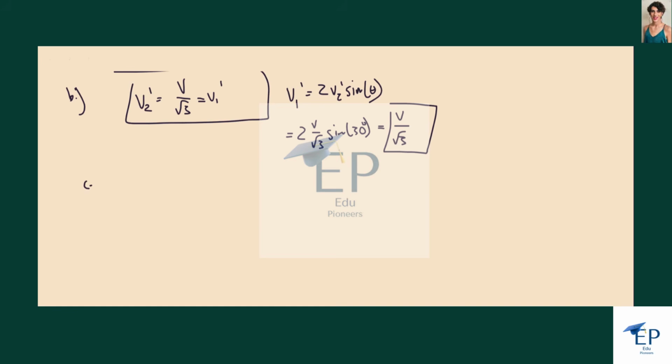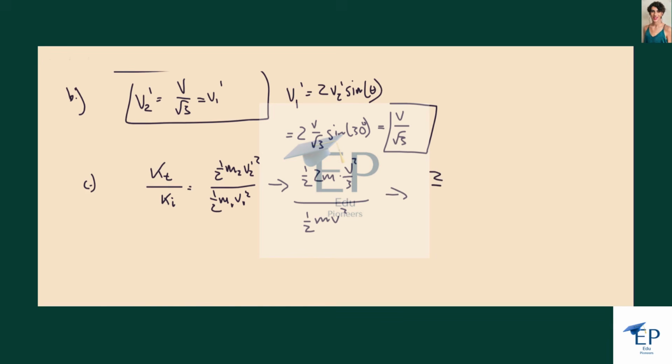Awesome. So what does part C ask us? It says, what fraction of the initial kinetic energy is transferred to the target particle? So we can take that as target over the initial. This is just 1/2 m2 v2 prime squared over 1/2 m1 v1 squared. If we plug that in, we get 1/2 times 2m times v squared over 3, all over 1/2 m v squared. Cancel things out, and we get 2/3. Awesome.